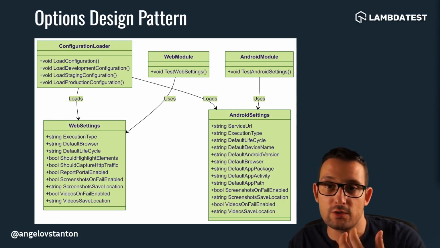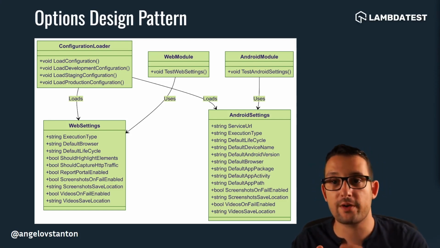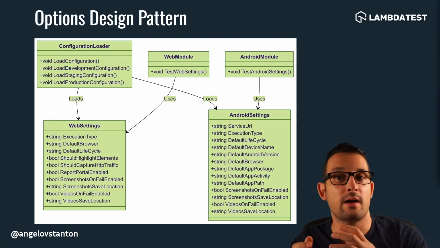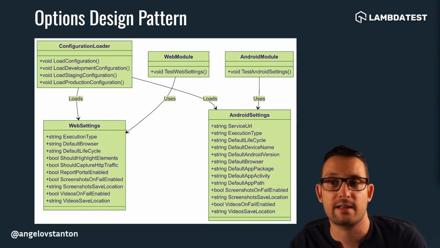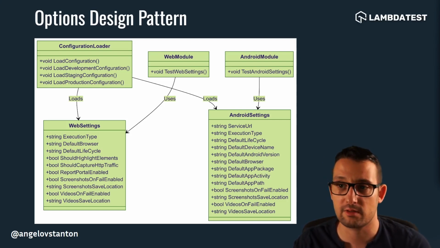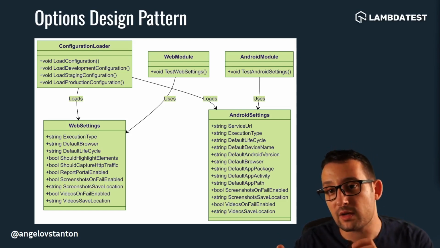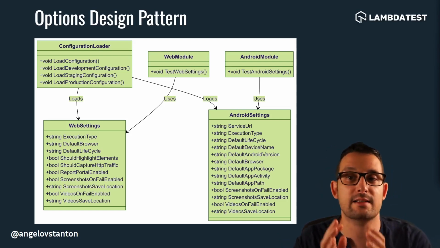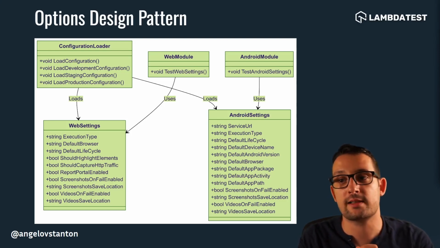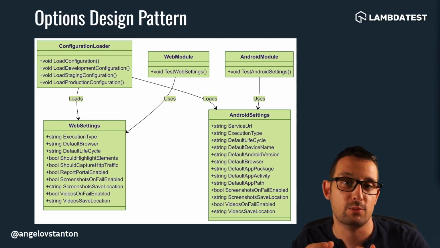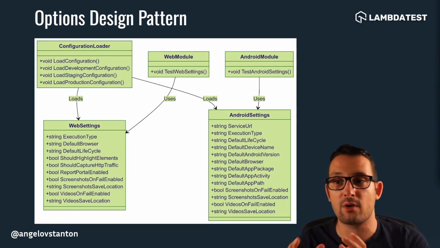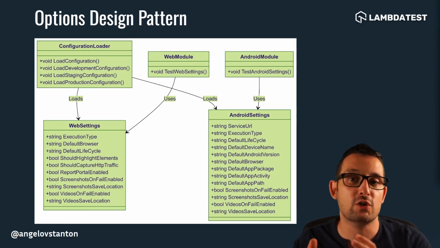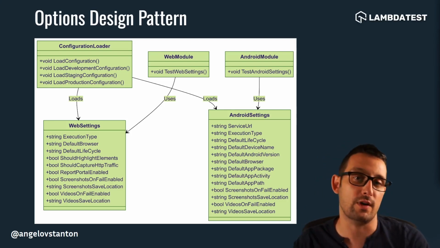It involves the use of a class, often referred to as an options or configuration class or settings. I will use settings in our case. And it encapsulates all of the configuration settings required to initialize or customize a particular object. This pattern allows for a more flexible and readable way to manage optional parameters and default values.